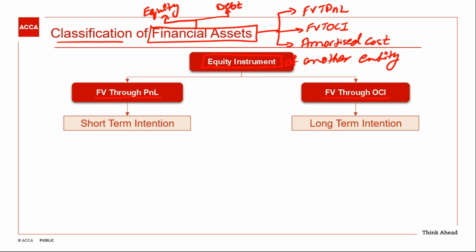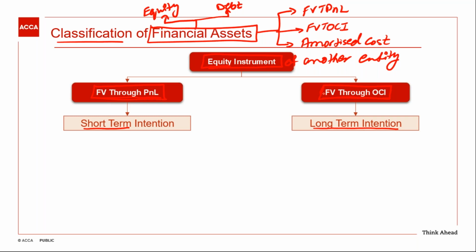Now, if we have purchased the equity instrument, which means the shares of another entity, if my intention is short term, we are going to classify it in the fair value through P&L category. And if my intention is long term, we are going to classify it in the OCI category. So the classification of financial assets actually depends on whether my intention is short term or long term. If it's short term, we classify it in P&L. If it's long term, we classify in the OCI.